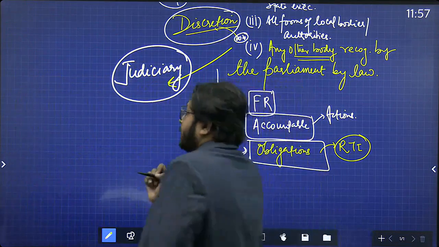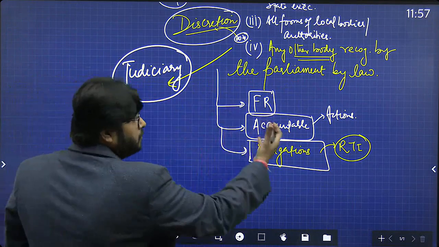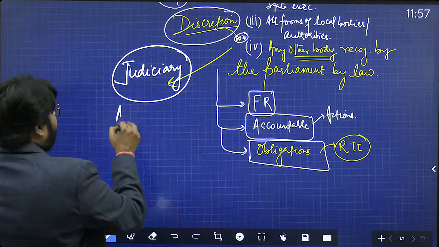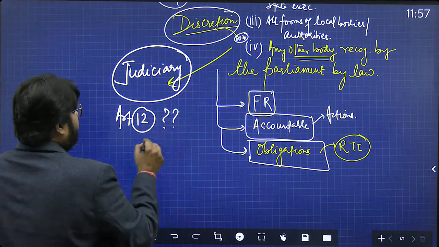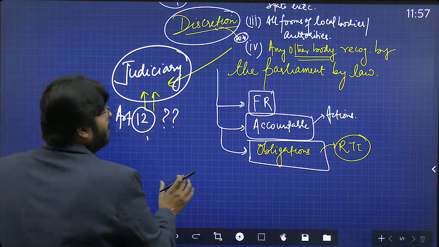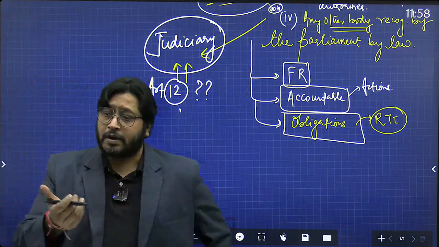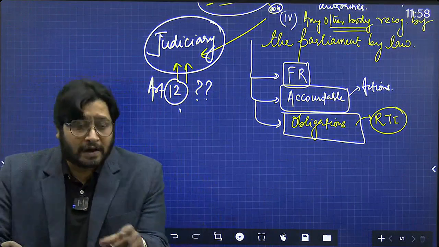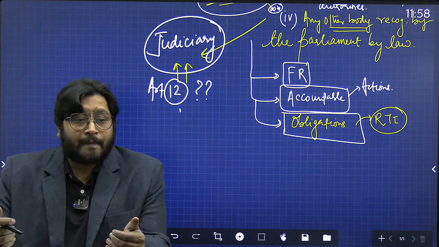Now, when you are defining a state in Indian context, obviously you are not using the word judiciary here, right? So why does Article 12 not include the judiciary? Now that is a very important question, which you should have asked: why we did not include judiciary in this.